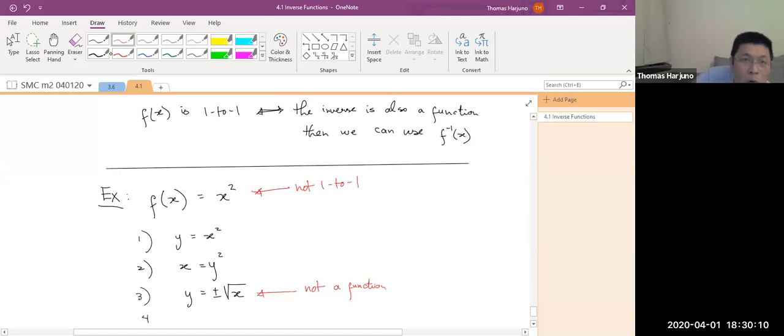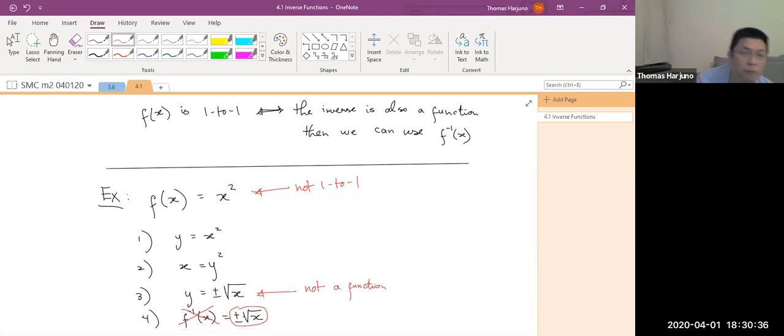Therefore, we have no right to write that as f inverse x equals plus or minus square root of x. We cannot do that. We have no such right because the other side here does not define a function. Everybody okay with this? Yes. Okay, so if the function is not one-to-one, we still can find the inverse, but we cannot write that as an inverse function.